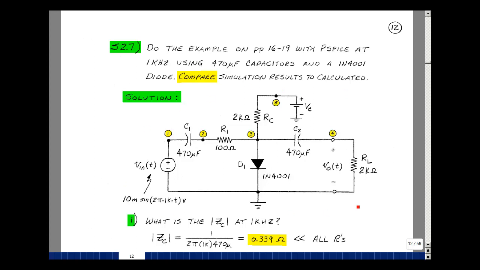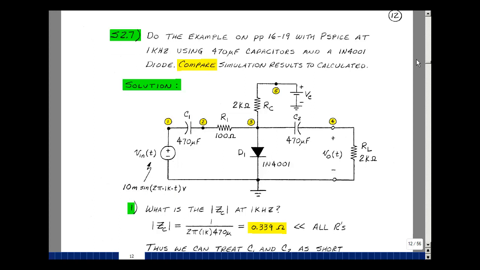Here's a schematic that we had in Chapter 2. The first step with a SPICE file is to number all the nodes. Ground node is labeled 0, and then I just picked 1, 2, 3, 4, and 5. You can also use letters or expressions. The value of the capacitors were 470 microfarads. Diodes are 1N4001. This resistor was 100 ohms, this was 2000 ohms, and this was 2000 ohms. And our input was a 10 millivolt sine wave, but let's now specify this to be at 1 kilohertz.